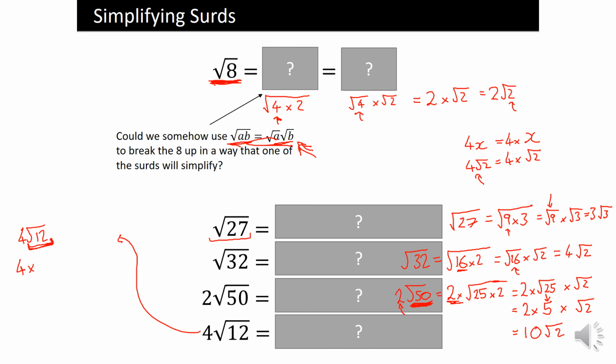Root 12, we've got a square factor of 4. So we can write that as 4 times 3. And again, using our rule, if we've got 2 numbers multiplied together in a square root, we can write it as 2 separate square roots. So we've got 4 times root 4 times root 3, so that's just broken up now. Root 4 we know is 2, so we've got 4 times 2 times root 3. So then 4 times 2 is 8, and times root 3, so I've got 8 root 3 as our final answer for that one.